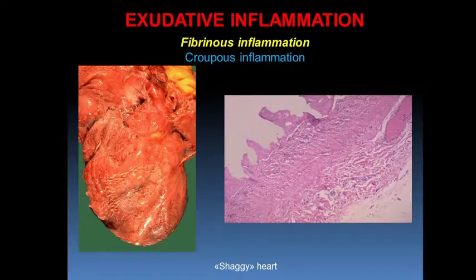Examples of croupous inflammation are, first of all, fibrinous pericarditis, inflammation of the pericardium of the heart, which has a typical macroscopic appearance as a shaggy heart. Fibrin threads accumulate on the surface of the pericardium and give the heart a hairy appearance, Latin name cor villosum. Microscopically, we can see the wall of the heart, myocardium, and superficially large depositions of fibrin with some basophilic nuclei of inflammatory cells, which are neutrophils.